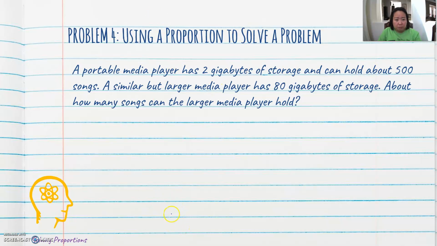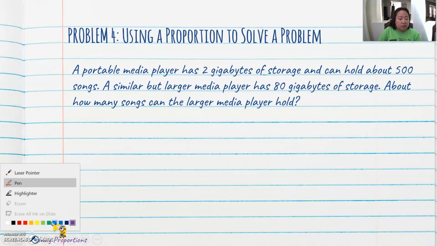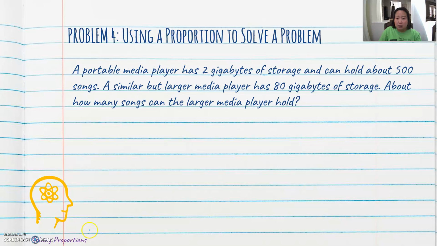We have a portable media player that has 2 gigs of storage and can hold about 500 songs. Another similar but larger media player has 80 gigs, but now the question is, how many songs can the larger media player hold? So let's identify what are the two quantities that are being compared in our problem. So we are looking at the storage and the number of songs.